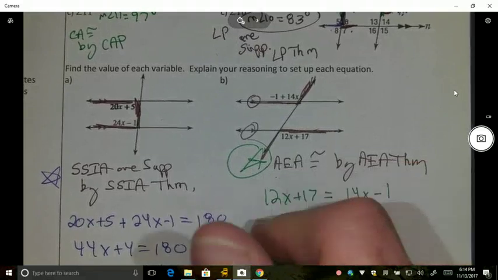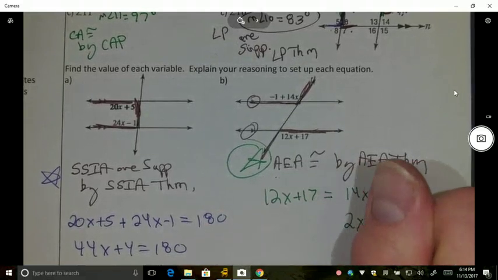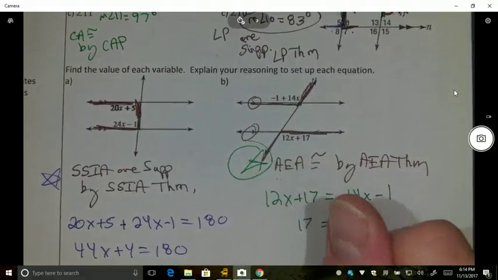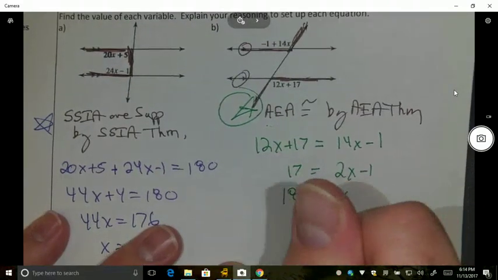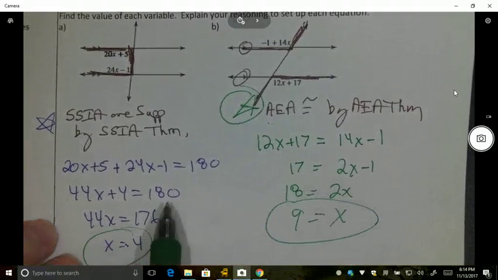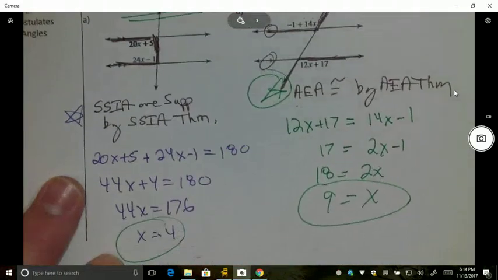Now I can solve. I'm going to move the 12x over here by subtracting. I'm going to add the 1 to both sides, and now I'm going to divide by 2. x is 9. Since we were only asked to find the value of the variable, we're done with this problem.